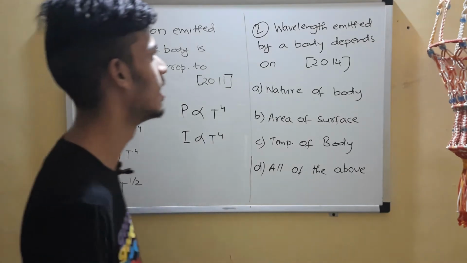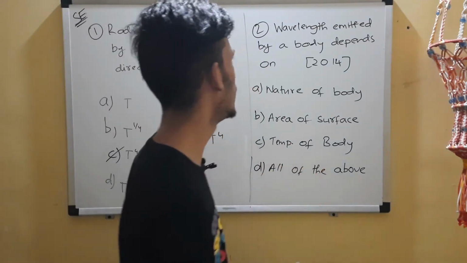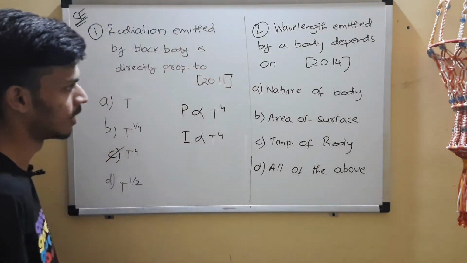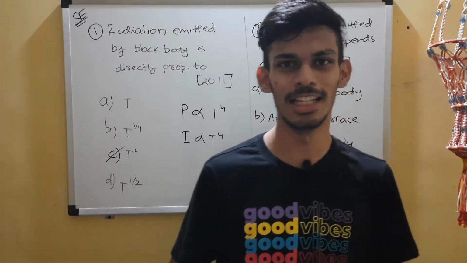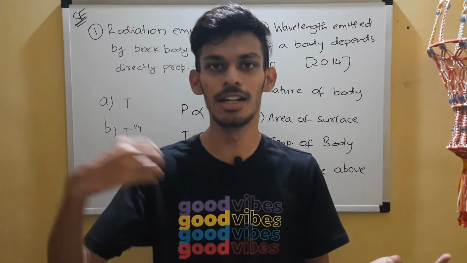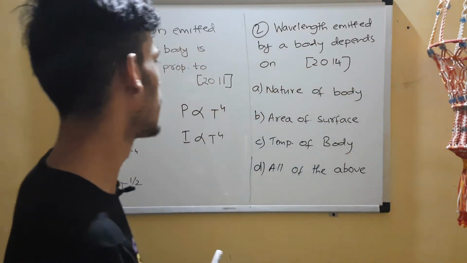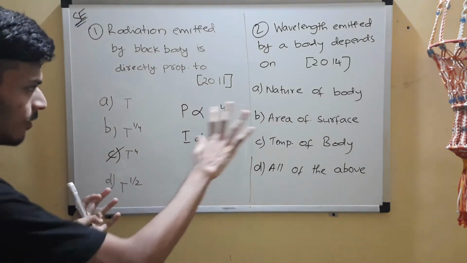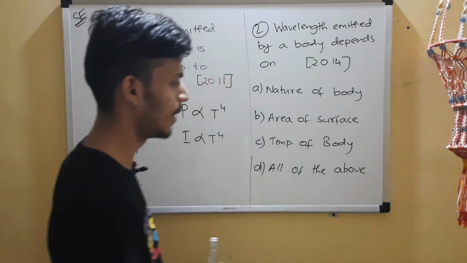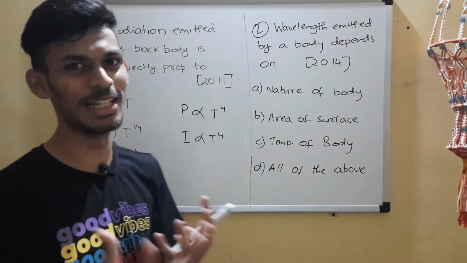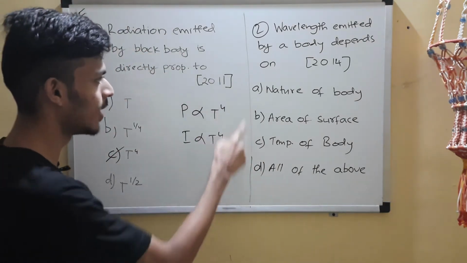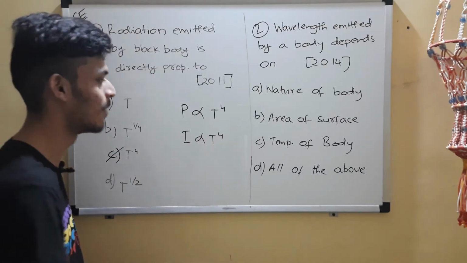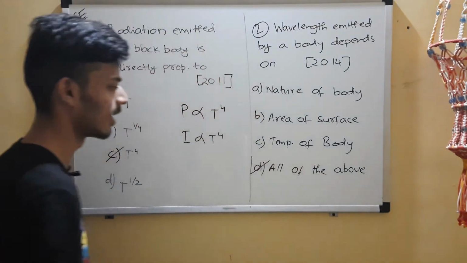Question 1 done. Question 2: wavelength emitted by a body depends on what? Does it depend on the nature of the body? Yes, different bodies emit different types of wavelength. Does it depend on area? We'll come to that. Does it depend on temperature? Yes, Wien's displacement law. So two of them are correct, which means all of them are correct because your paper is single correct.